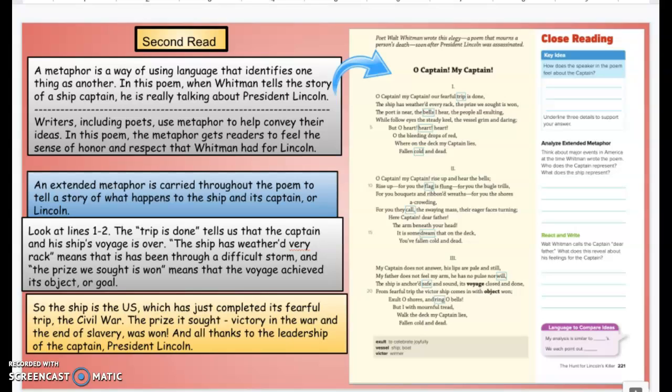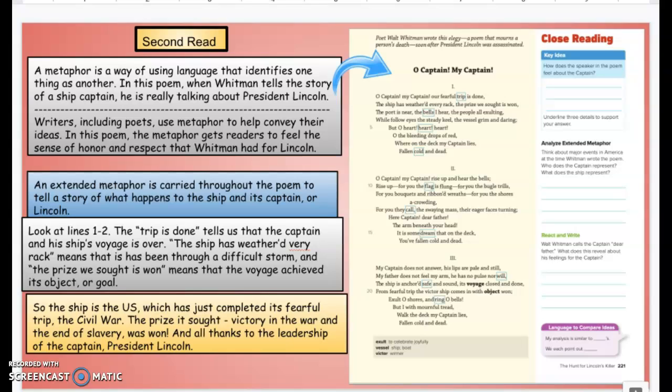Now, in this poem, Whitman doesn't use just one metaphor. He actually uses an extended metaphor, and this is when it is carried throughout the poem to tell a story of what happens to the ship and its captain, or to Lincoln.